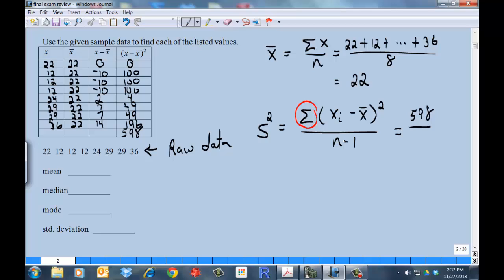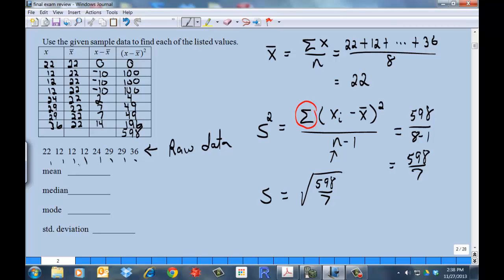And then the denominator is little n, the sample size, which is 8. We have 8 data values: 1, 2, 3, 4, 5, 6, 7, 8. So 8 minus 1, we get 598 over 7, and this is the variance. Now remember, to find the standard deviation, we have to take the square root of the variance.